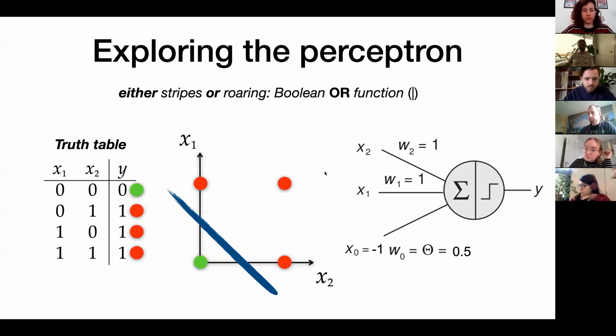So if we have a truth table and a geometric representation and a schematic that we know the W values for, right? This gives us a complete overview of what the perceptron is doing in terms of its accumulation and thresholding.